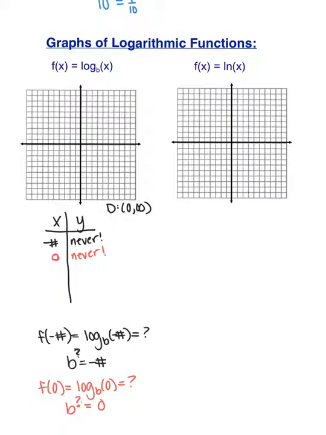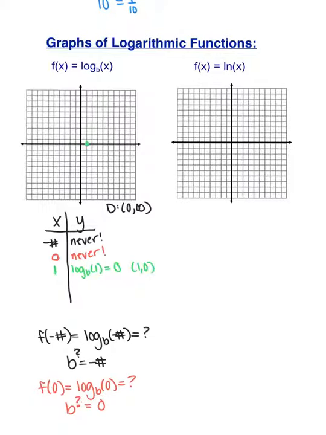And then let's say, what's something easy to plug in? Something easy would be a 1 to plug in. I have a property there. If I plug in a 1, well, I have log base b of 1, and I know based on my property that equals 0. So I have the point (1, 0) on my graph.